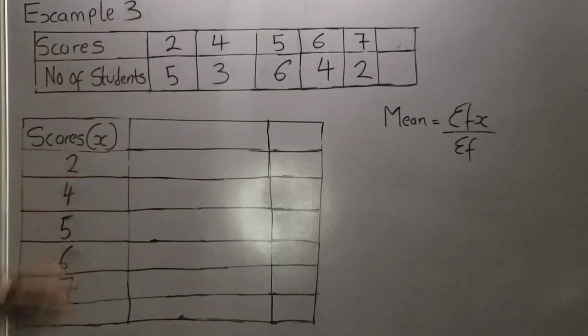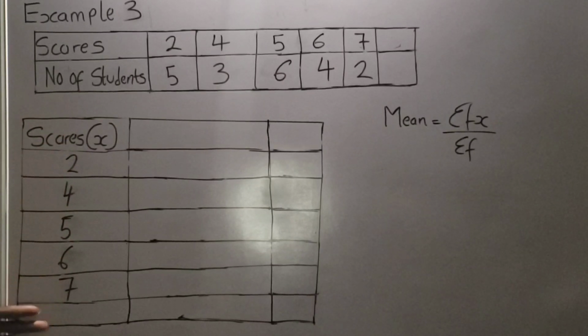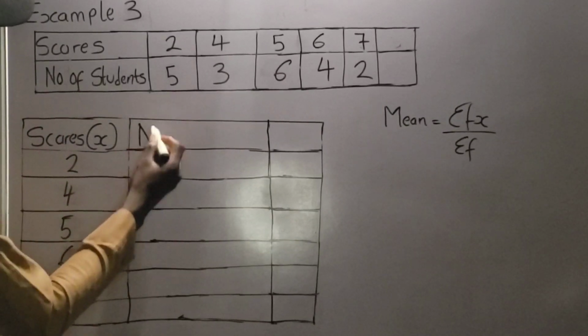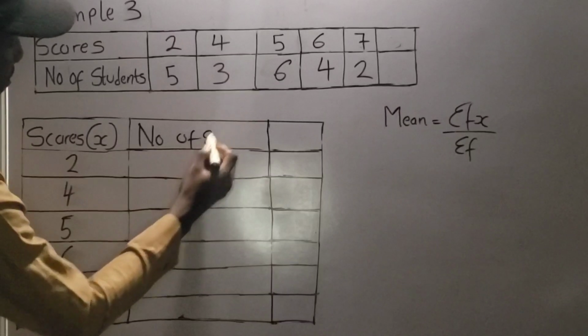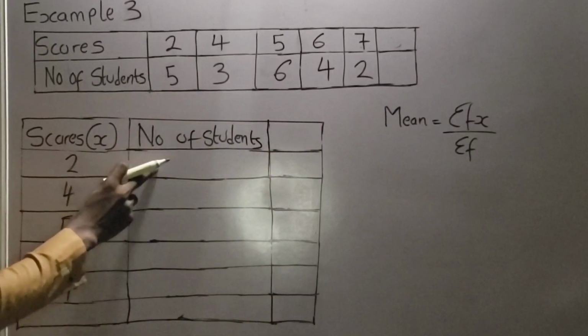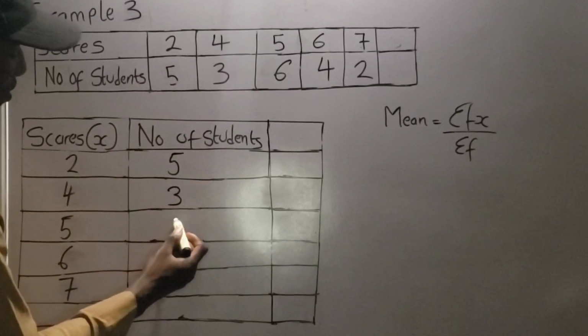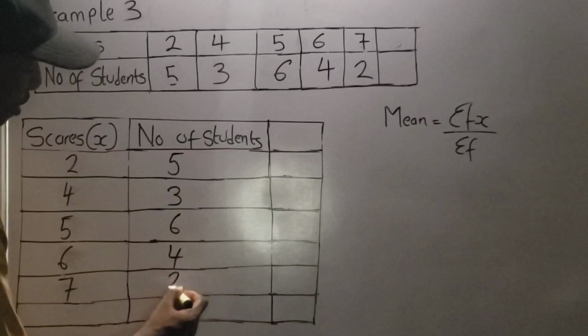So let us attempt example 3. I've already written the scores. The scores are the values of x. Are you getting it? So let us write the numbers of students. I'm going to have another column that will stand for numbers of students. The first cell, second cell, third, fourth, and the fifth.